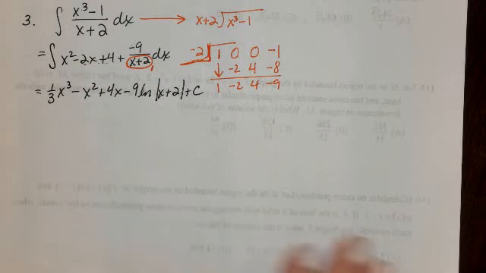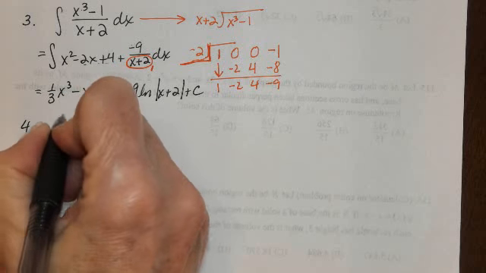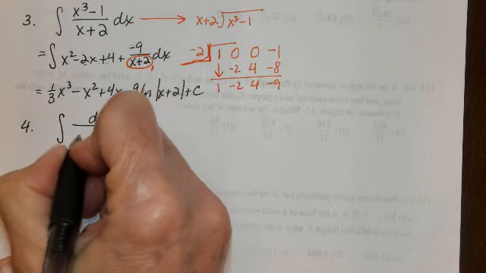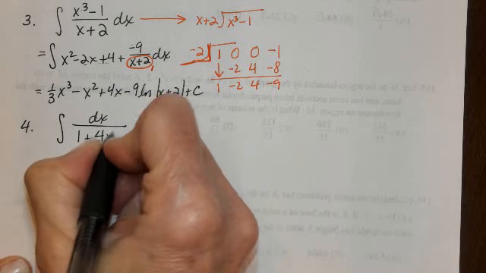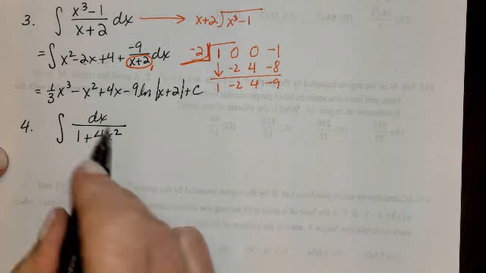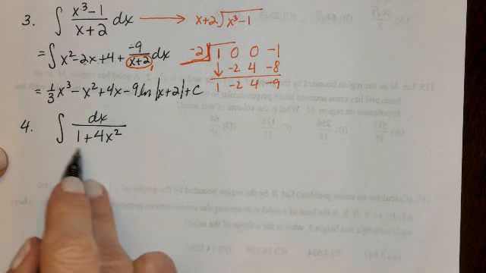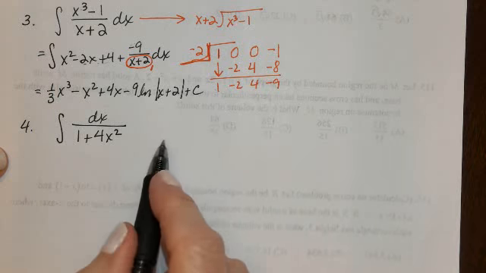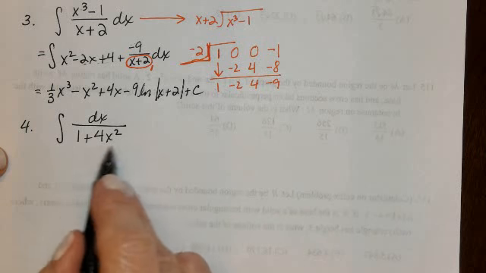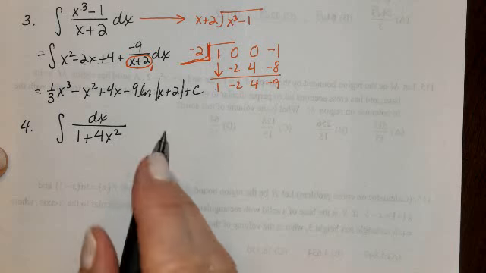Okay, let's take a look at this one. Number 4, let's say we have the integral of dx over 1 plus 4x squared. First of all, you cannot do a u-sub. We cannot let u be the bottom because du would have an x in it and there's no plain x on top. So we cannot do a little u-sub here. This is an arctan. This is an arctan.